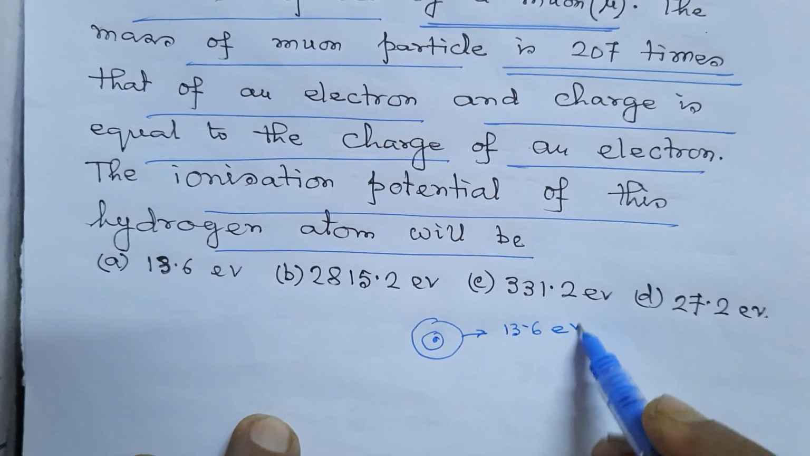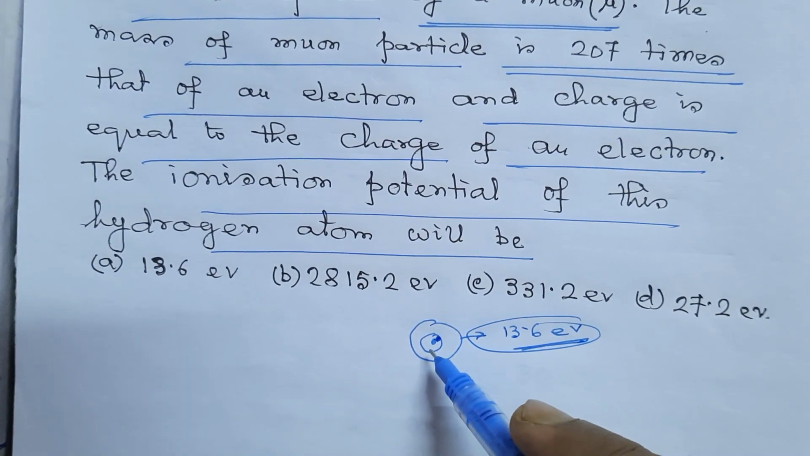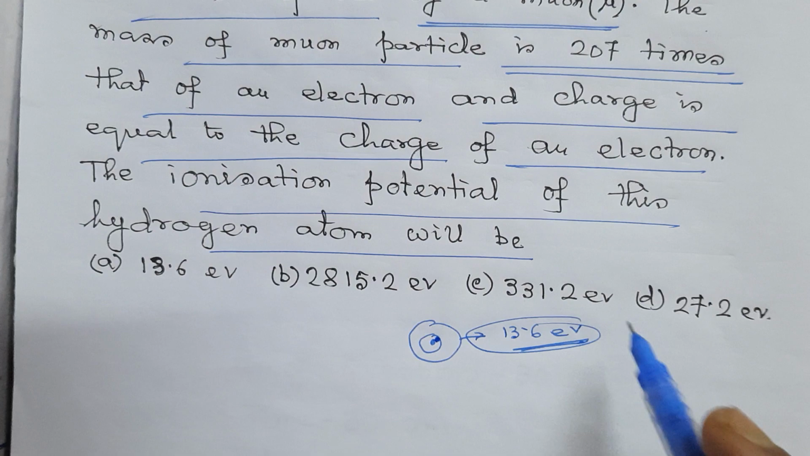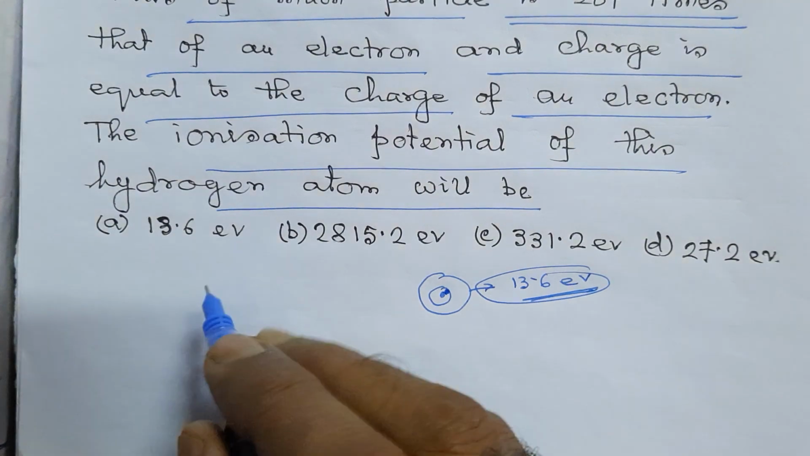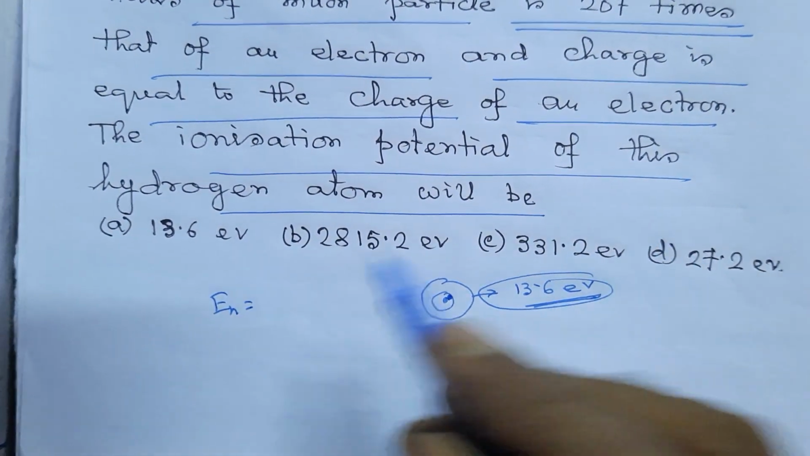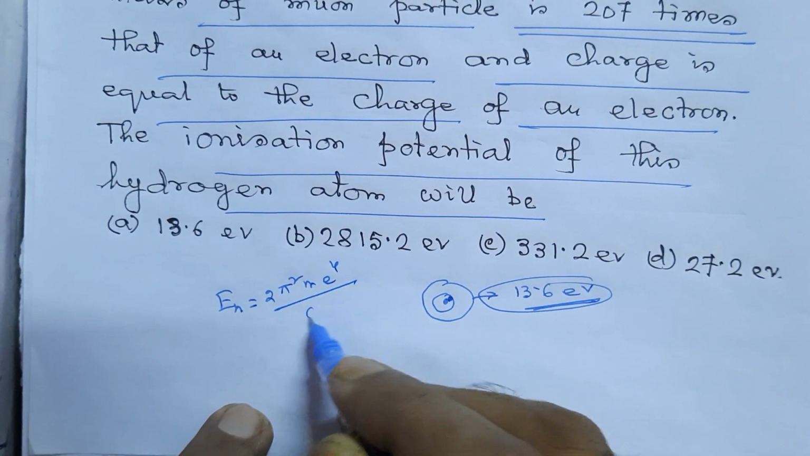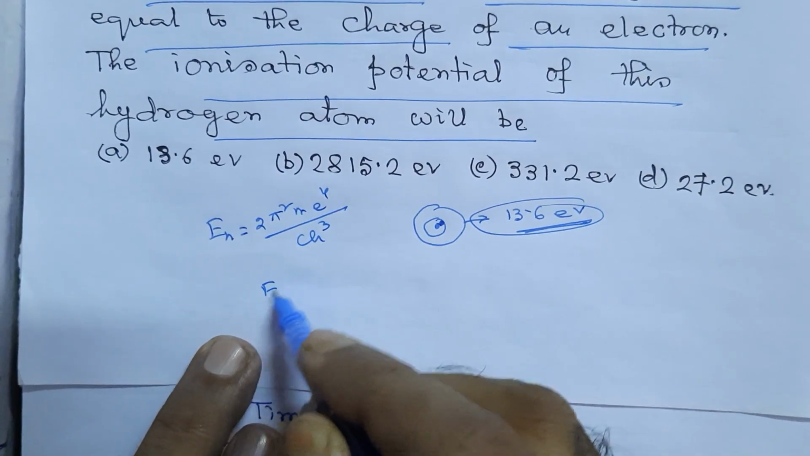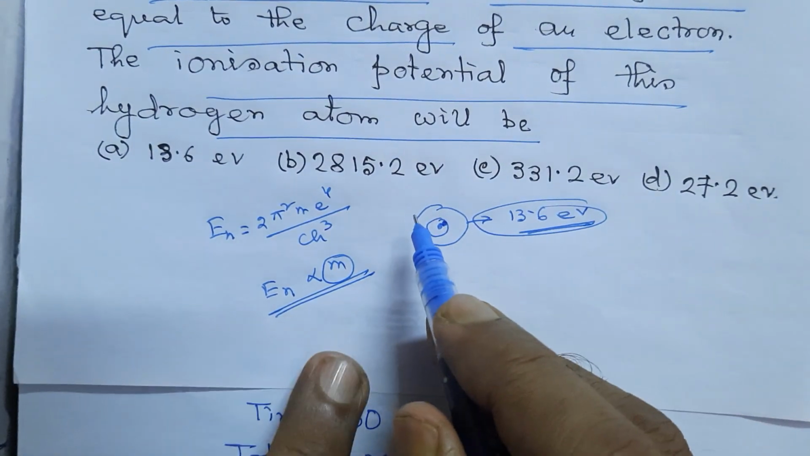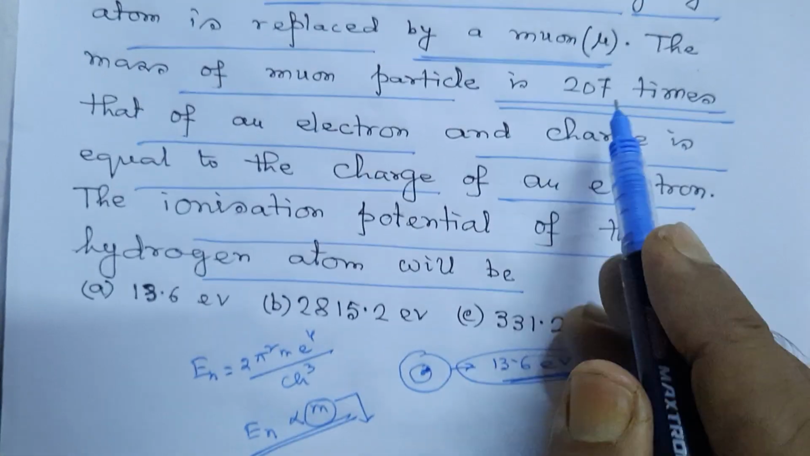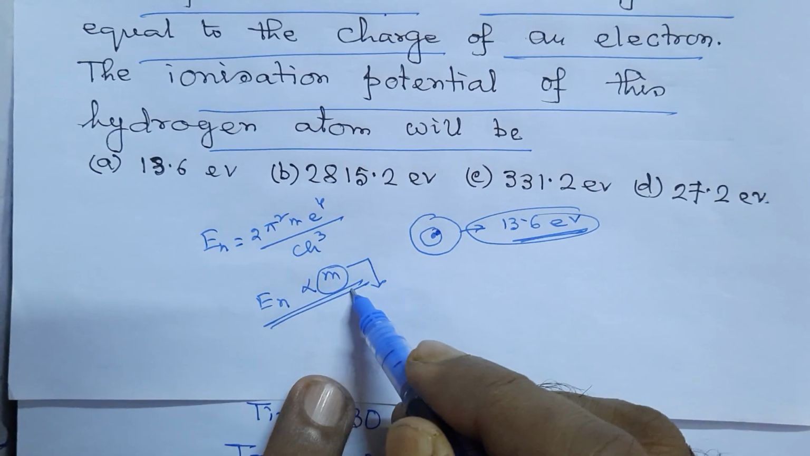13.6 electron volt. That is, the energy to expel the electron from the innermost orbit to the outside of the atom is 13.6 electron volt. Now we consider the case: the energy of the first orbit equals 2π² m e⁴ / (ch²). We see that En is proportional to m, where m is the mass of the electron. Now the mass is 207 times that of the electron.